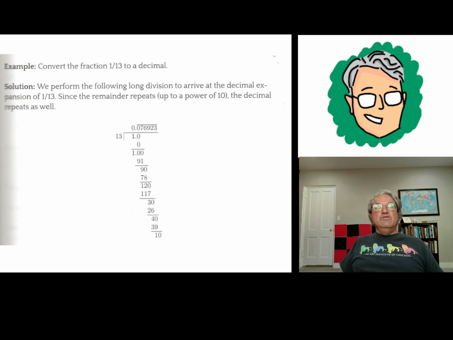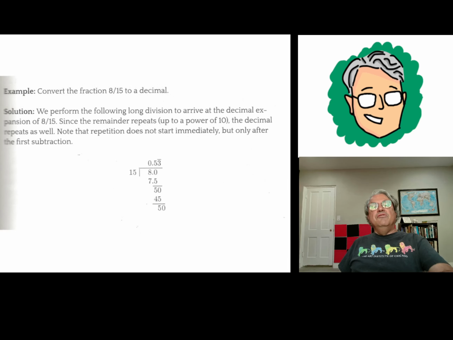So the way we show that this decimal repeats is we put a line above the digits that repeat. And those are 0.76923. So our result is 0.076923 repeating. And the way we indicate that those digits are repeated is we put a line above those 6 digits. This is a decimal with a period of 6. So pretty large period. Anyway, that's what we get when you compute the decimal expansion of 1/13.